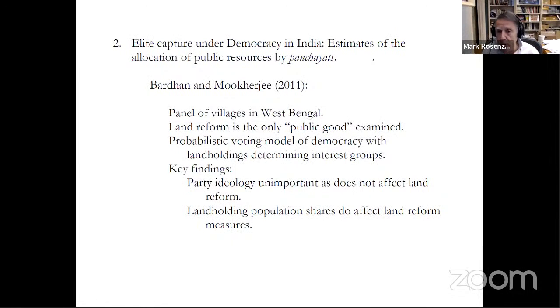They look at only one public good, which is land reform, which is something about land. Okay, they have a probabilistic voting model of democracy, which is what we're going to use as well, with land holdings determining interest groups. So that's going to more or less correspond to what we're doing. And the key finding that we're going to incorporate as well is that party ideology, they find, is unimportant empirically, that you get what you would expect, which is that land reform is less likely when the land holding population share is larger, right? Because the interest group of the landed is not to have their land broken up.